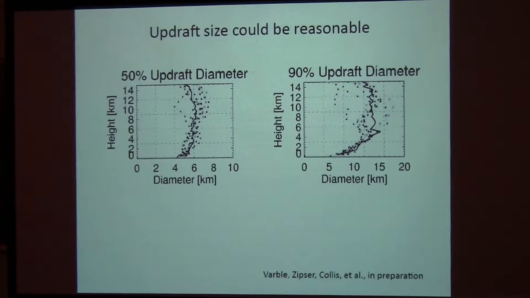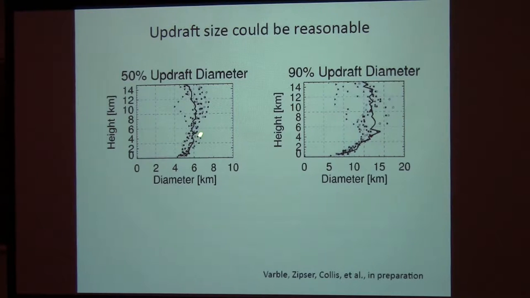I'll show you in a minute. We have the same problem when we use vertical profilers to look at a storm. You just have one little vertical profile, and do the big updrafts pass over it or not, you know? And so when you look at the 90% updraft diameter, you're like, well, we know it's not robust. And so actually, I'm curious to see what Adam Barbel ends up putting in his paper. But these are some preliminary results that suggest that updraft size could be reasonable.